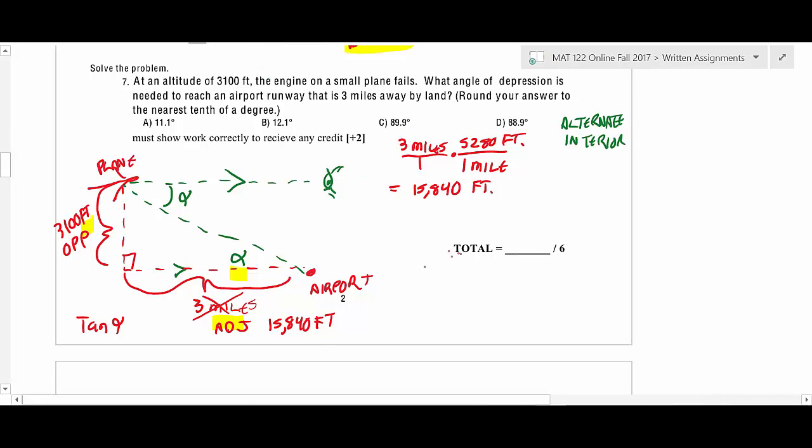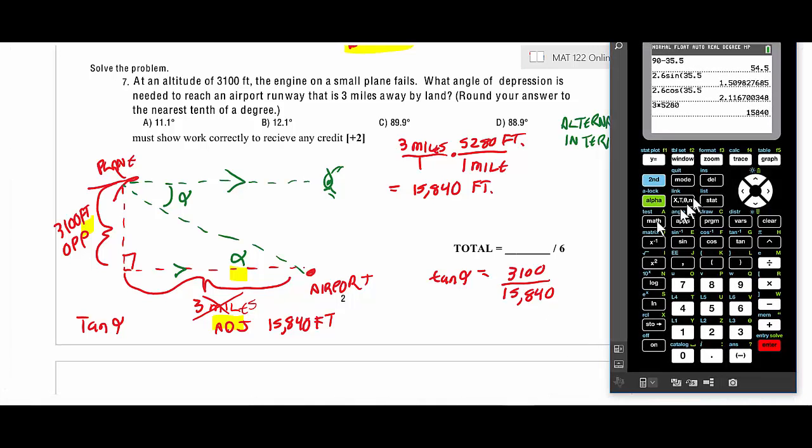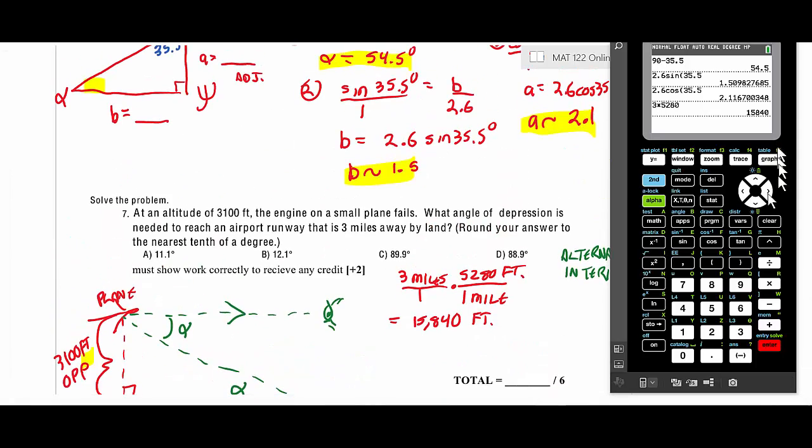So if we form our trig ratio, we're going to have the tangent of alpha is equal to side opposite, which is 3,100 feet, all over 15,840 like that. Now this one you have to use the inverse on, so when you put this in your calculator, you're just going to do the inverse tangent of 3,100 over 15,840, then we'll round that off.